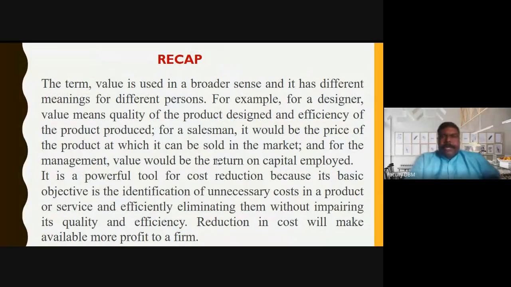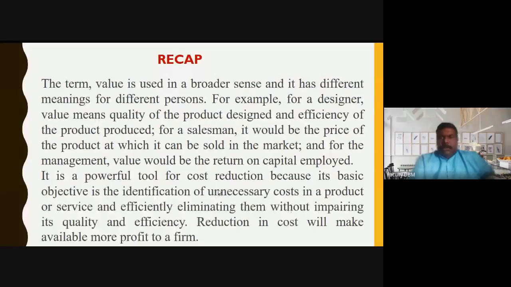The term value is based in a broader sense and it has different meanings for different persons. For example, for a designer, value means quality of the product designed and efficiency of the product produced. For a salesman, actually why we are going to use value analysis is to reduce the costs. So it plays a vital role in reducing the cost of that particular product. So for that reason, we have to do the value analysis.